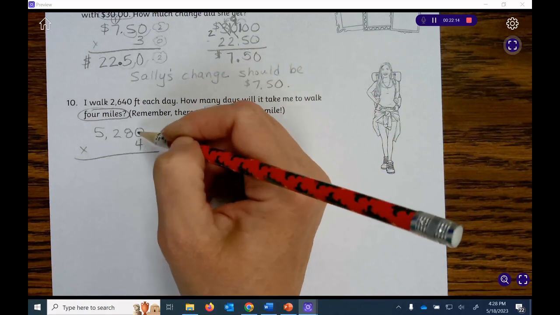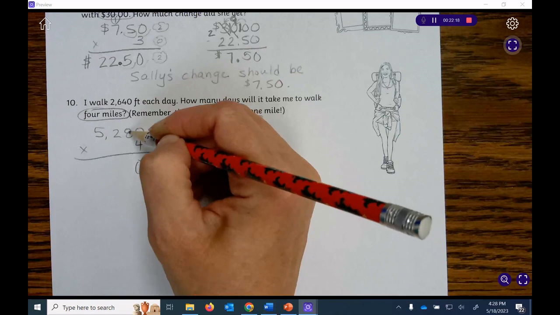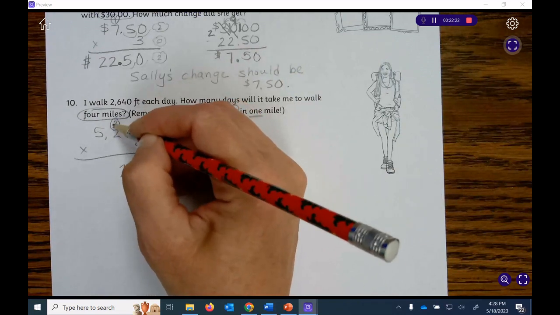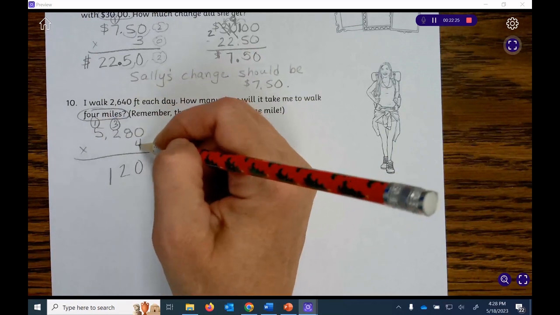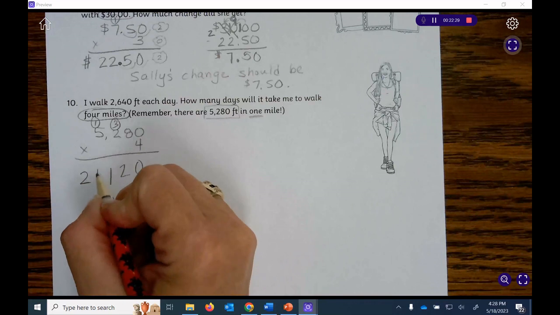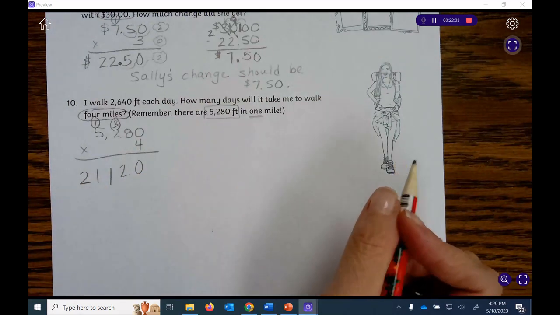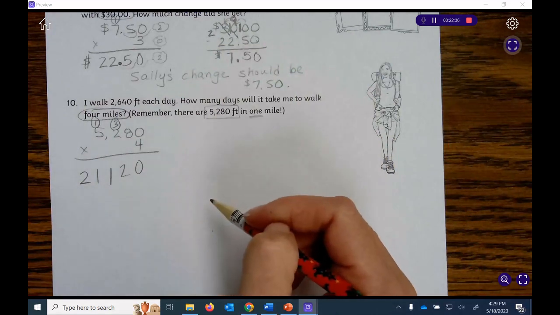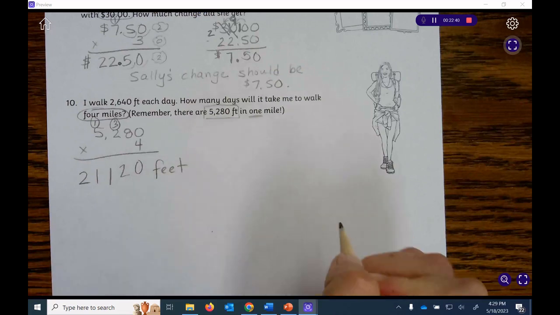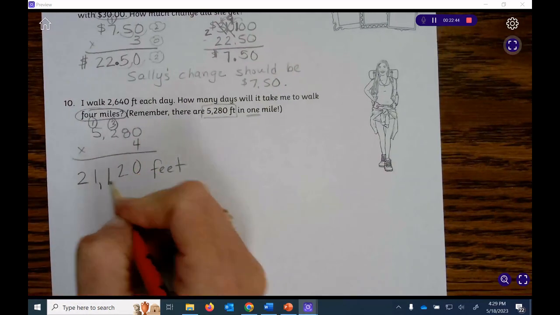4 times 0 is 0. 4 times 8 is 32. 4 times 2 is 8, 9, 10, 11. 4 times 5 is 20, plus 1 is 21. Okay? Now, that's how many miles, or sorry, how many feet this person needs to walk. That's our goal.